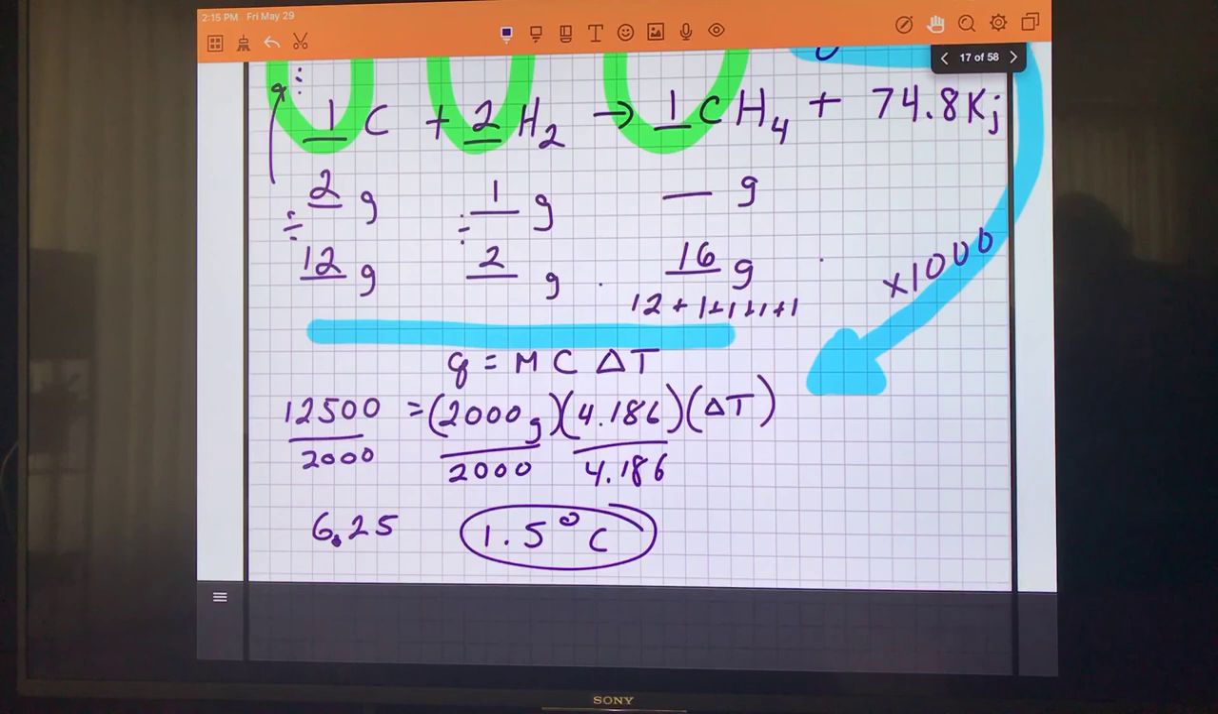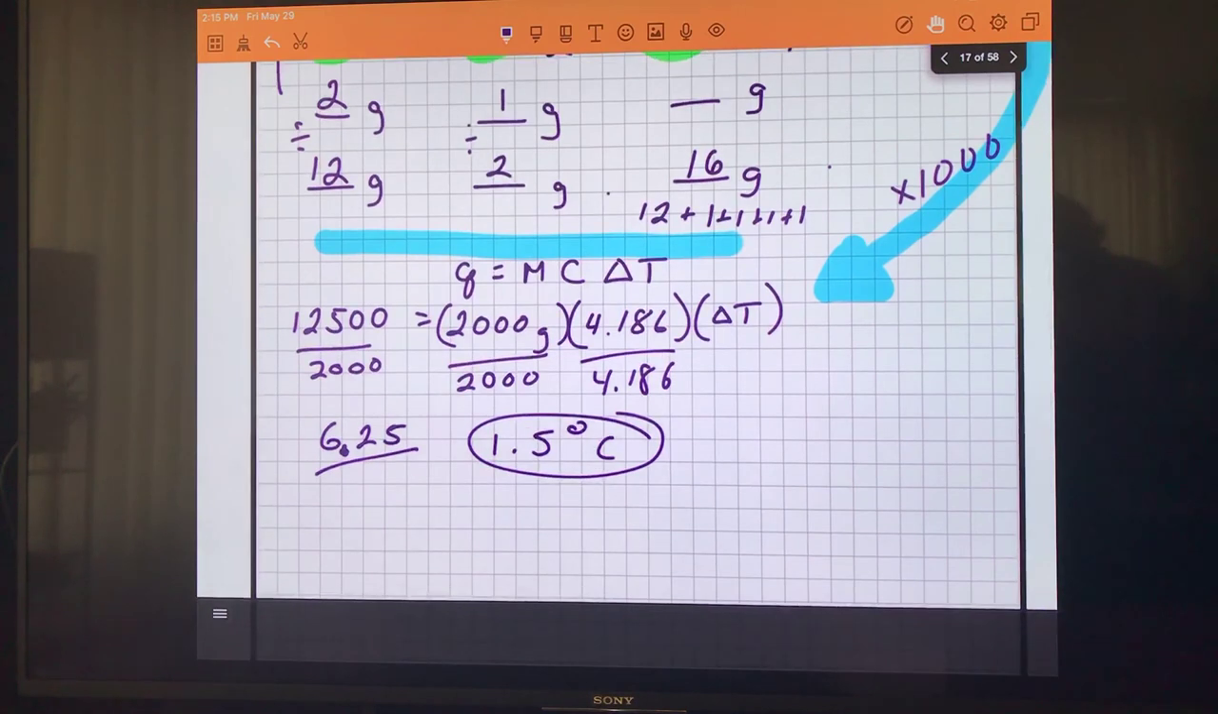In case you didn't hear me there, we had a decimal in there. 12,500 divided by 2,000 is 6.25, divided by 4.186, and that's the finished calculation, 1.5 degrees Celsius. And that is what delta T, the change in temperature, is going to be for our 2 liters of water. So that would be, if you had a big 2 liter bottle of soda, the temperature would go up 1.5 degrees.